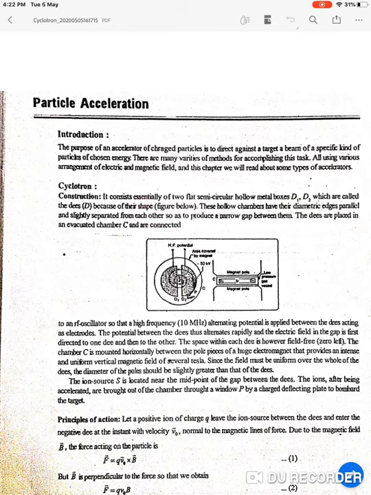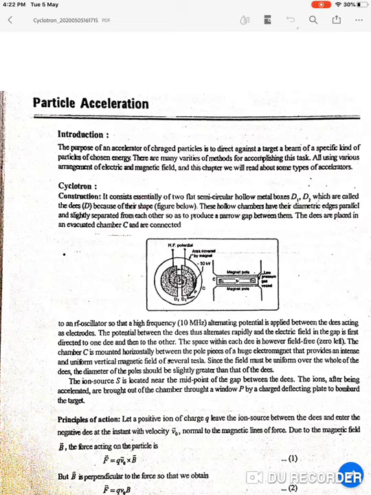When you bombard a particle beam on a particular target, the beam needs to acquire some energy. To accelerate that beam, you need some kind of arrangement, and that arrangement always consists of an electric field and a magnetic field, because to accelerate a charged particle you require some kind of force, and when charged particles are in an electric field and magnetic field, they experience a force and start to accelerate.